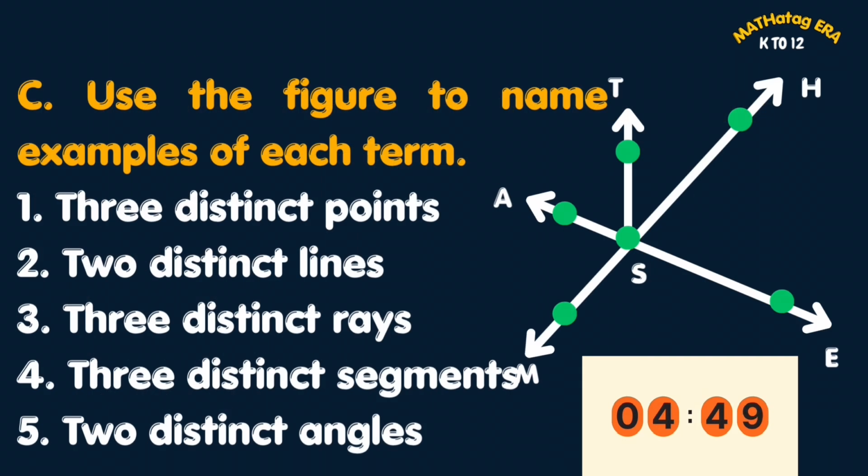You're going to use the figure to name examples of each term. Number 1, 3 distinct points. 2, 2 distinct lines. 3, 3 distinct rays. 4, 3 distinct segments. And 5, 2 distinct angles.